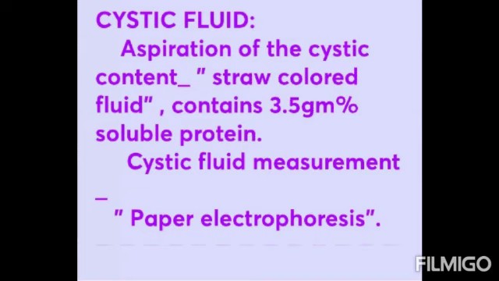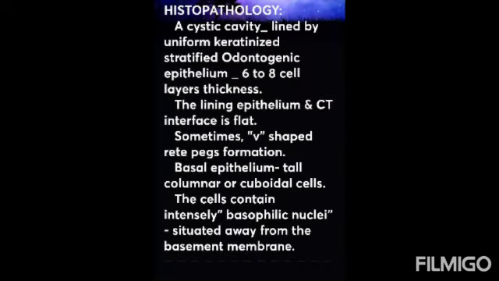On aspiration of the cystic content, it is a straw colored fluid. So a straw colored fluid is present in the OKC, and it contains 3.5 gram percentage of soluble protein. And for cystic fluid measurement, we use paper electrophoresis.